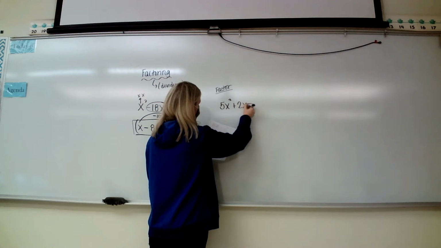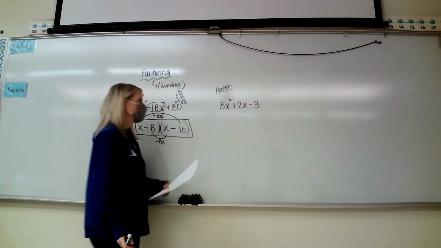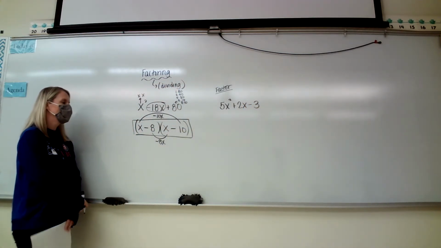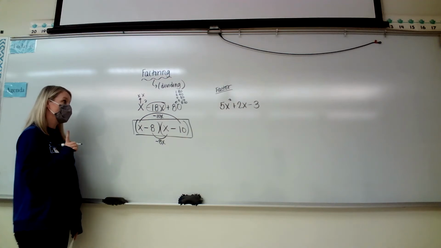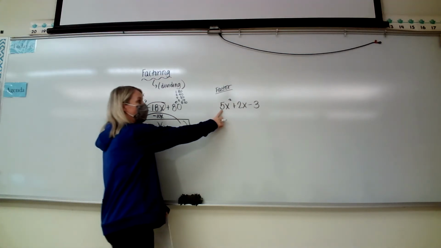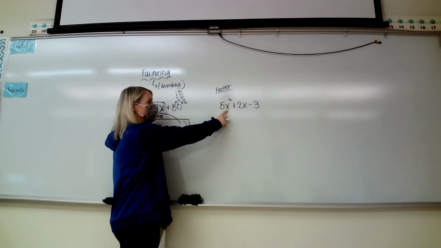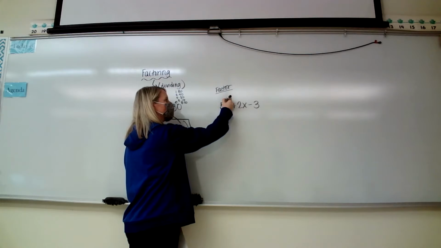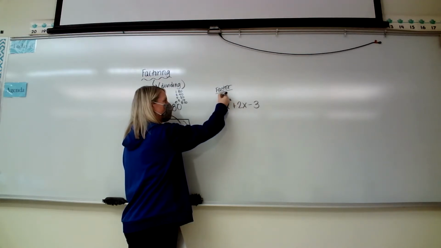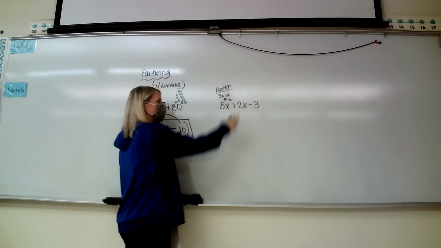It's 2x minus 3. Okay. So there is a little difference here, and the difference is now we have a 5 in front of x squared. It doesn't really change anything. You're still finding the factors. So I know that x squared is x times x, and I just think about, well, what are the factors of 5? So we would just write it as 5x times 1x.